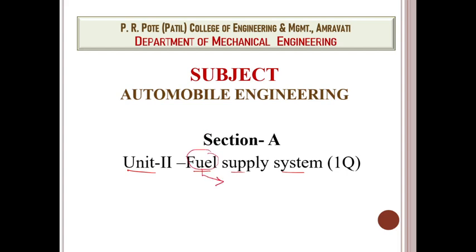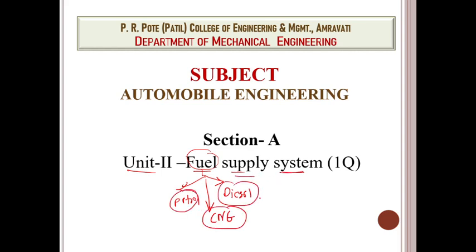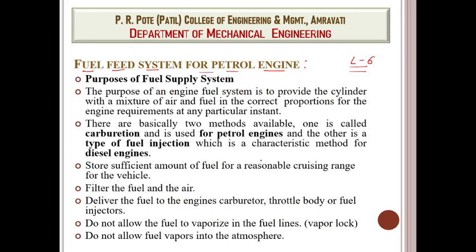We know that we have two types of fuel. One is diesel, another is petrol. Then apart from these, we also have gas, like CNG. So this petrol, diesel, or CNG is required for our vehicles. And this classification we already discussed in unit number 1, guys. So let us discuss here the fuel feed system for petrol engines. First of all, we discuss the petrol engines.